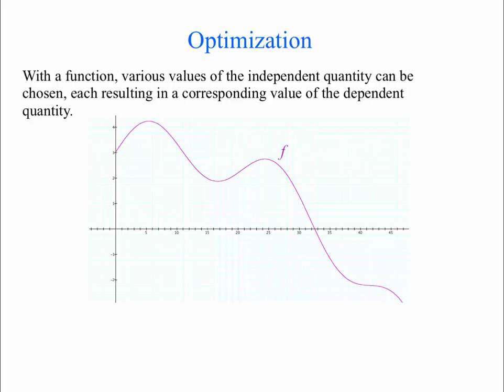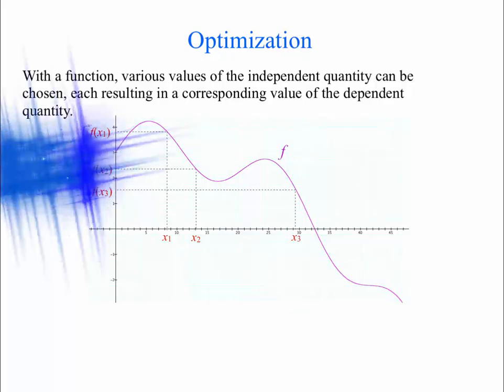Okay, so optimization. This is a real important topic here. With a function, various values of the independent quantity can be chosen, resulting in corresponding values of the dependent quantity. Very simple, right? You pick a value, it gives you a corresponding value of the dependent quantity. That's just the idea of a function. And this purple function is just a zillion points of a value of the independent quantity and a corresponding value of the dependent quantity in some real-world relationship of quantities.